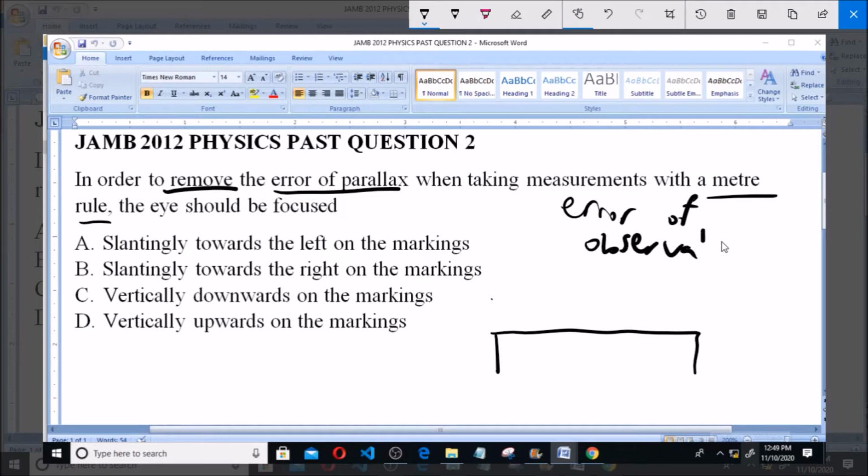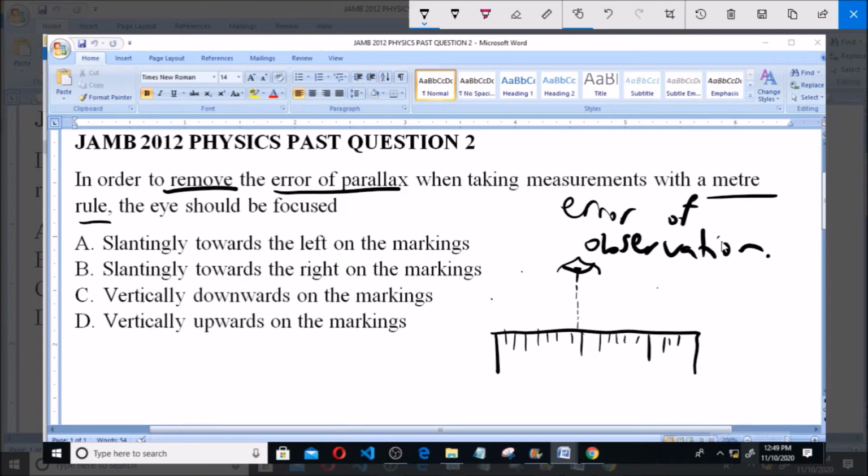For example, you have a meter rule like this with its markings. So when taking measurements with a meter rule, the eye is supposed to be, say this is the eye of the observer, the eye is supposed to be focused directly vertically downwards on the markings in order to remove or to prevent error of parallax.